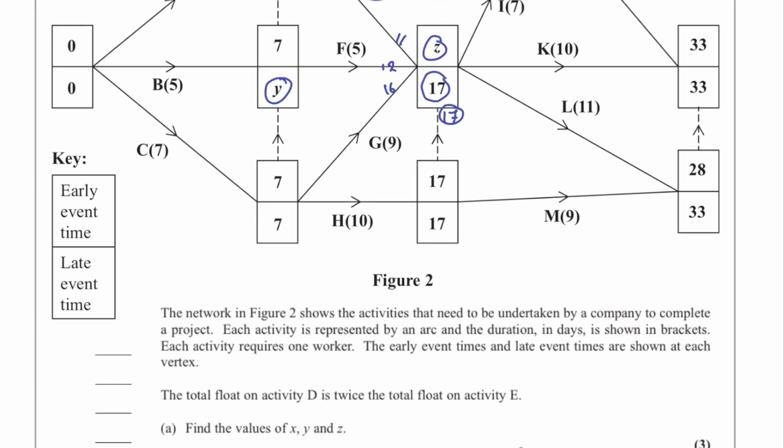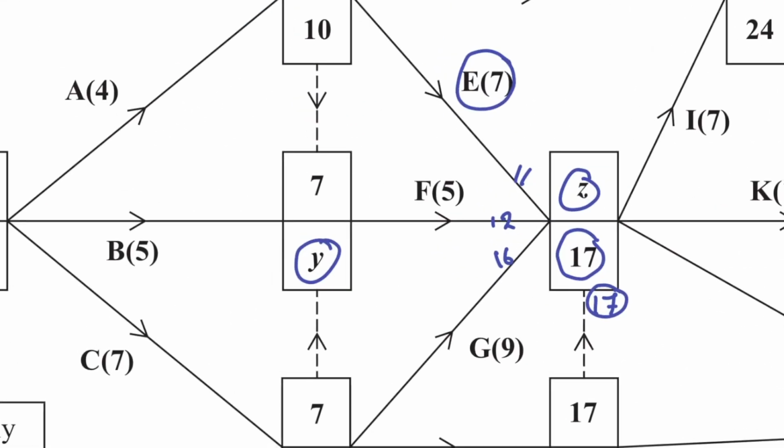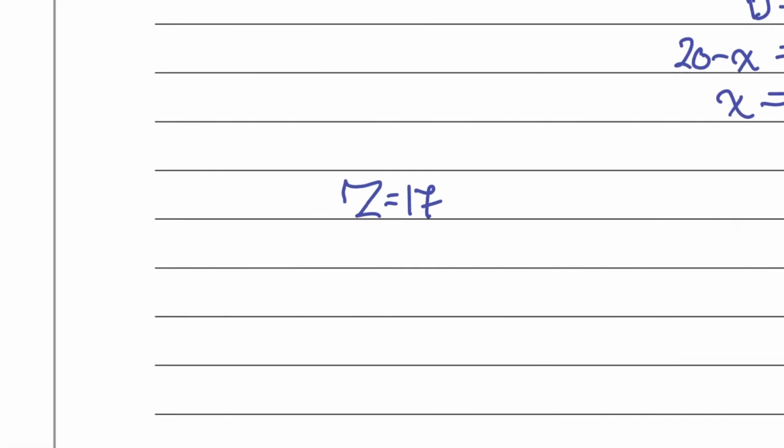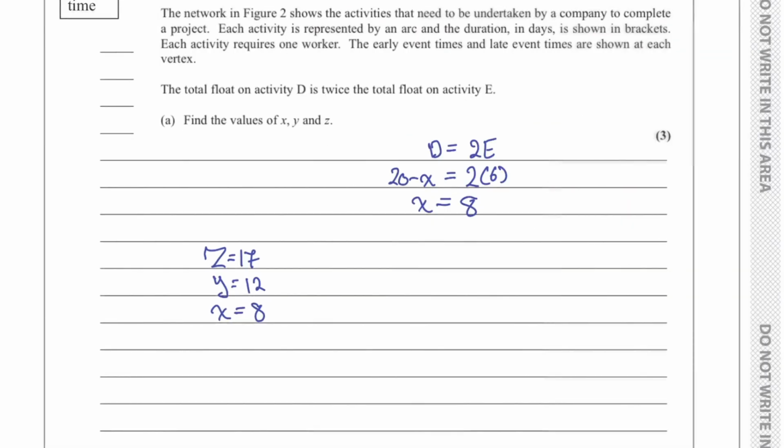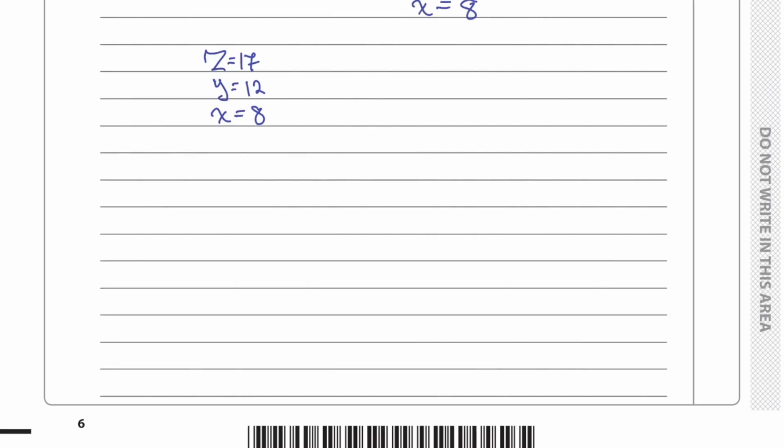We're going to do the same thing with Y, but going backwards. For Y, there's actually only one thing that goes back here, so it's going to be 17 minus 5, which gives us 12. So Y equals 12, and our X was equal to 8. And this is it for part A of question number 3.